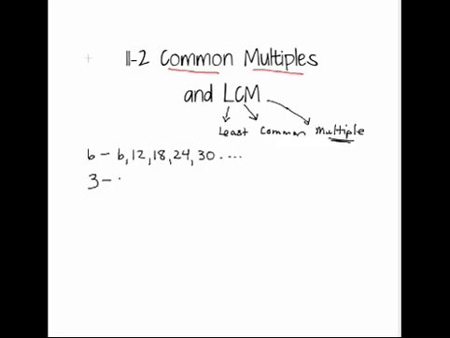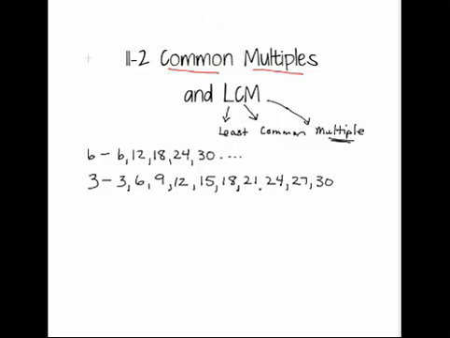You'll see. 3 times 1 is 3. 3 times 2 is 6. Times 3 is 9. Times 4 is 12. Times 5 is 15. Times 6 is 18. Times 7 is 21. Times 8 is 24. Times 9 is 27. And times 10 is 30.